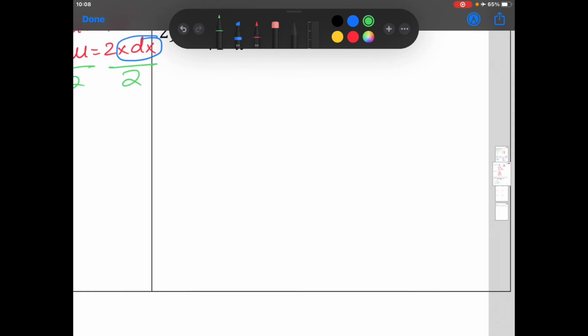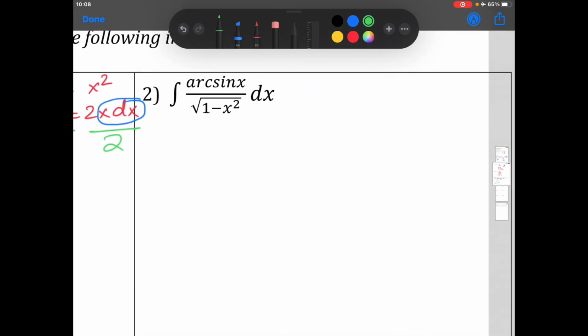Okay, number 2. This one is a little bit more involved. Here, you have arcsine of x in the numerator, and in the denominator you have square root of 1 minus x squared. You know the derivative of arcsine is 1 over square root of 1 minus x squared. So what would you pick your u to be here? Your u is going to be arcsine of x. That's why you need to know your inverse trig functions. So du would be what? 1 over square root of 1 minus x squared dx.